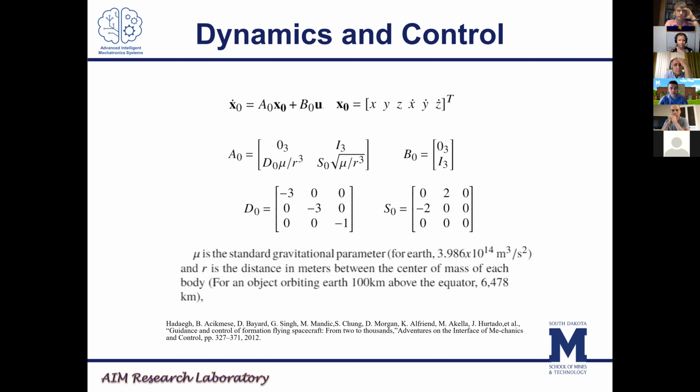So mu is the standard gravitational parameter. We've been using the value for Earth here. And then r is the distance between the center of each mass. So we've been simulating these CubeSats in a 100-kilometer orbit, which means they're 100 kilometers above the average equator, so 6,500 kilometers above the center of the Earth. So that's the model for each one of the CubeSats.